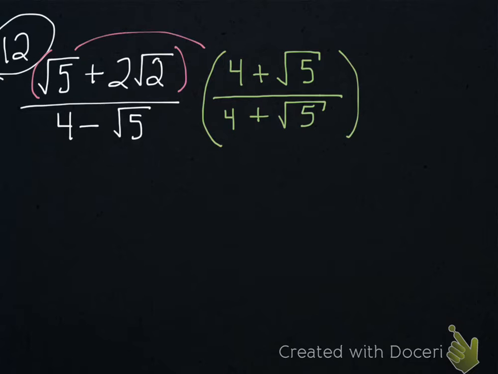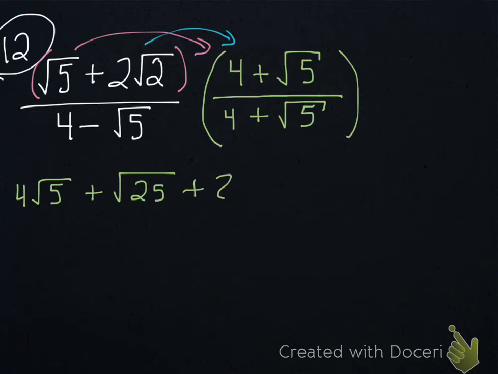On the top, I'm going to multiply that square root 5 first. So I have 4 square root 5. Then I have the square root of 25. Now let's do the second term. Second term, I'm going to have 8 square root 2 plus 2 square root 10.